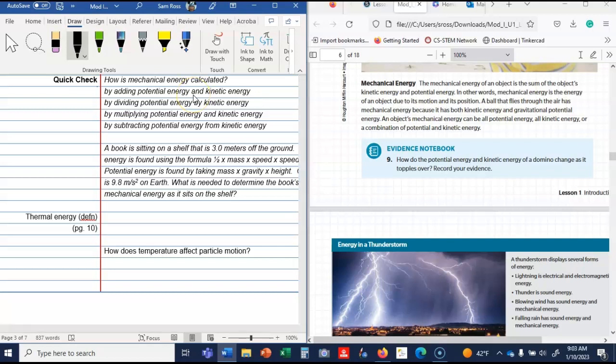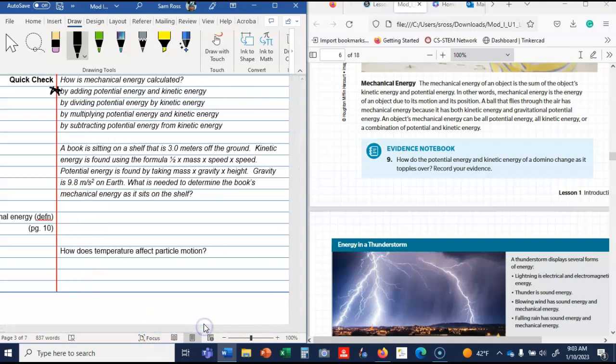And it's the very first one, by adding potential energy and kinetic energy. And then we have this question. A book is sitting on a shelf 3 meters off the ground. Kinetic energy is found using 1/2 times the mass times the speed times the speed. Potential energy is found by taking mass times gravity times height. The gravity on Earth is 9.8 meters per second squared every day. What is needed to determine the book's mechanical energy as it sits on the shelf?